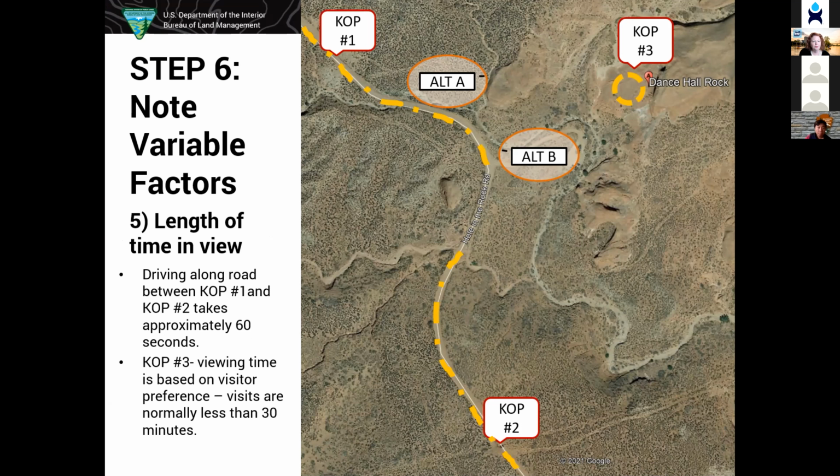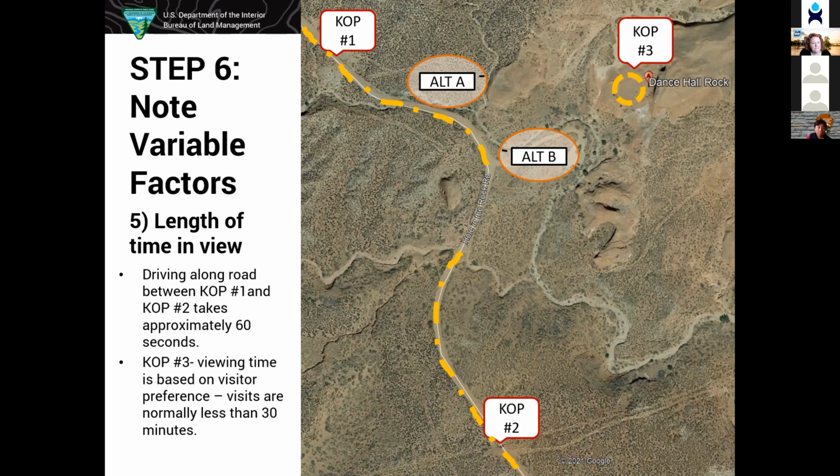So related to the last variable factor is the length of time in view. The longer that I can see something, the more I'm going to be able to pick out the contrast that it creates. Whereas if I'm traveling by something on the freeway and it's in my peripheral view for a few seconds, then that's a really, really different amount of contrast to discuss. So in the case of this project, the KOP1 and KOP2 are different ends of a broader linear KOP. And in this instance, driving through this area where the project would be visible takes about 60 seconds.